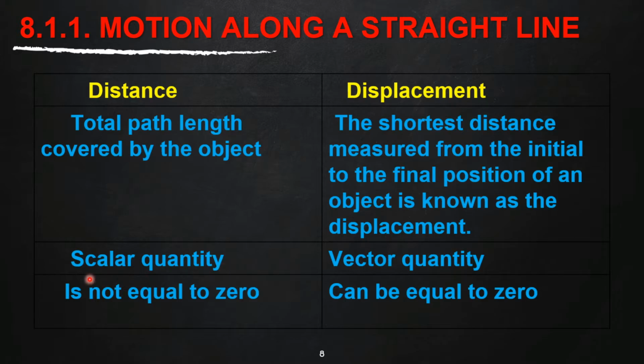Now, distance is a scalar quantity. Now, what do you mean by scalar quantity? Only the magnitude is considered. That will be called as scalar. Whereas displacement is a vector quantity. Vector means what? The magnitude as well as direction is specified. See, distance is not equal to 0, but displacement can be equal to 0. How can this displacement be 0? If the initial and final positions are same, then the displacement will come out to be 0.